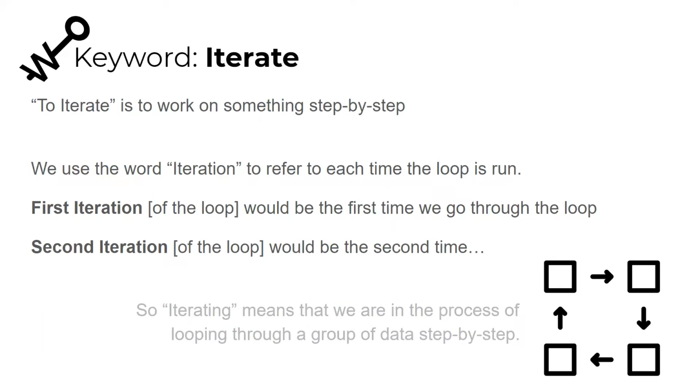And one of the things that you might hear online or look at in other tutorials is people might use the word iterate. To iterate is to work on something step by step. And so when we say iteration, I might say first iteration, second iteration. That's referring to the number of repetitions that the loop has done. And so sometimes someone might say, oh, we need to iterate on this list or iterate on this array until you find this thing. Basically, that's what they're saying, is we're repeating.